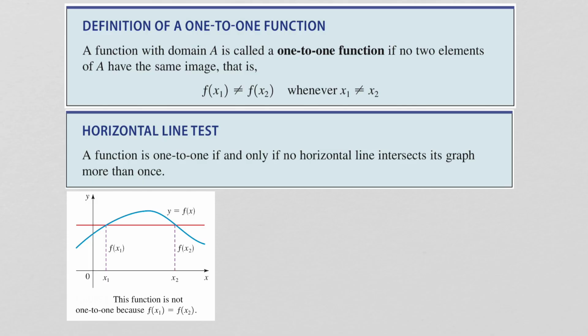So for example, if you consider the graph here of some function y equals f of x, this graph does not represent a one-to-one function because the horizontal line you see right here hits the graph twice. And because it hits the graph twice, it violates the definition of a one-to-one function. Here we have x1 and x2, and those x values are not equal to each other. However, f of x1 and f of x2 are equal to each other.